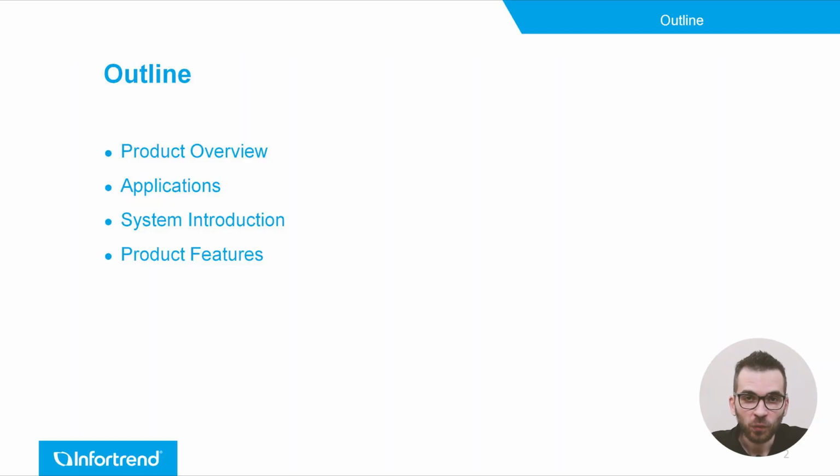We will start with the product overview first, then continue with the main applications for this solution. After that, we will go in detail about the system itself, both hardware and software parts of it. And finally, we will highlight the core features that make IEC a powerful and scalable private cloud platform.